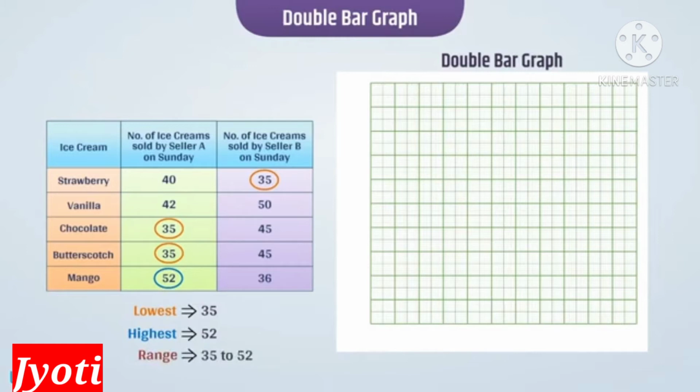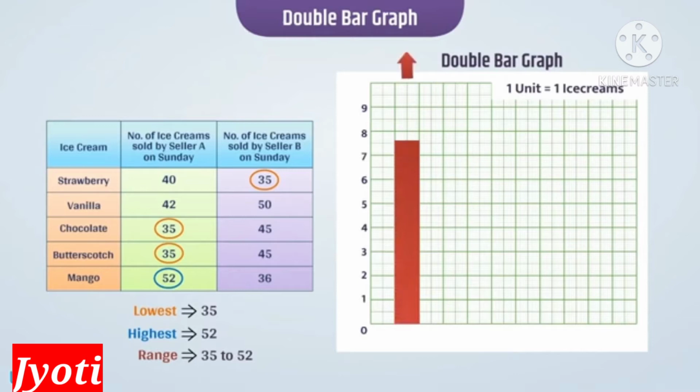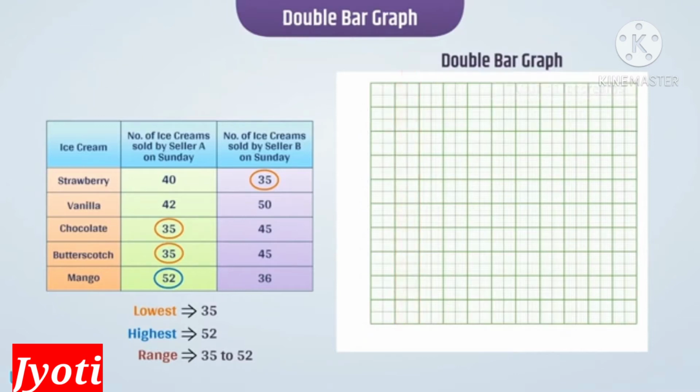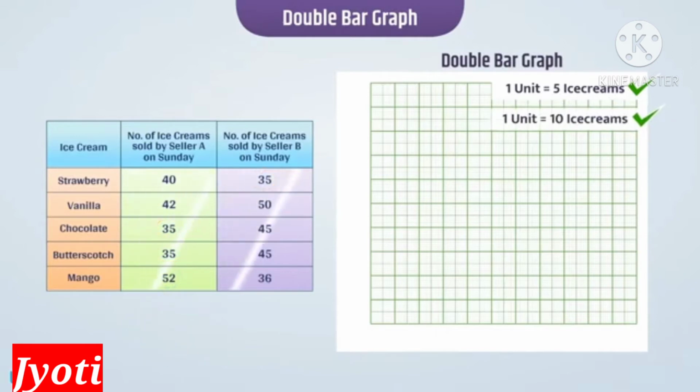Choose a suitable scale. Here, if we use 1 unit is equal to 1 ice cream, then the bars will be very tall and we could not represent them on the paper. If we use a very large value, such as 1 unit is equal to 50, then it will be difficult to represent values like 35. So, an appropriate scale could be 1 unit is equal to 5 ice creams or 1 unit is equal to 10 ice creams, as most of the value can be represented using this scale.